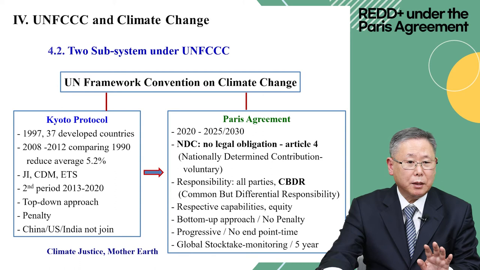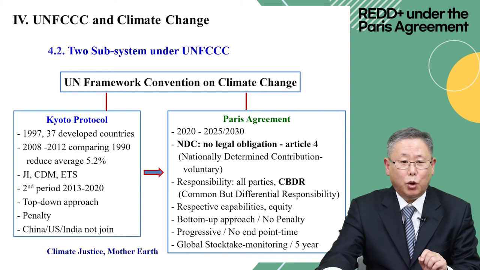And the Kyoto Protocol is 1997, and 37 developed countries agreed that during 2008-2012, compared to 1990, they would try to reduce the CO2 emission level by an average of 5.2%. But it is not easy to reach this target. So they introduced joint implementation, JI, among the developed countries, and CDM, Clean Development Mechanism, and ETS, Emission Trading Systems. And the second period started 2013 to 2020. Two years ago, it finished.